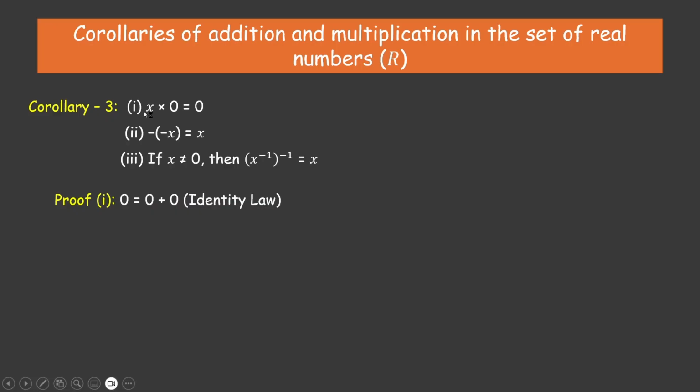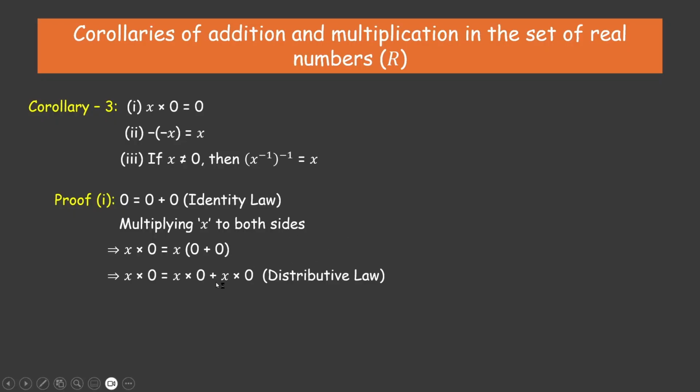We need to prove that x into 0 is actually equal to 0, where x is a real number. We have this identity law, 0 is equal to 0 plus 0. Now, if we multiply x to both the sides of the equation, we get x into 0 is equal to x into 0 plus 0. Now, the left side remains as it is, and on the right hand side, we apply distributive law, which gives us x into 0 plus x into 0.